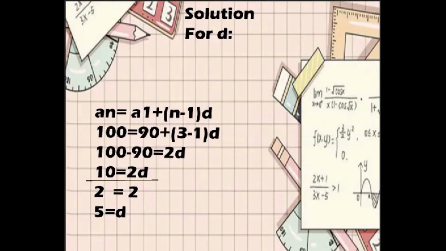So the formula is a sub n is equal to a sub 1 plus parenthesis n minus 1 parenthesis d. Then we substitute the given, so it becomes 100 is equal to 90 plus parenthesis 3 minus 1 parenthesis d. After that, we need to transfer 90 to the left side, so we must subtract 90 from both sides. Then simplify 3 minus 1, it becomes 2d.